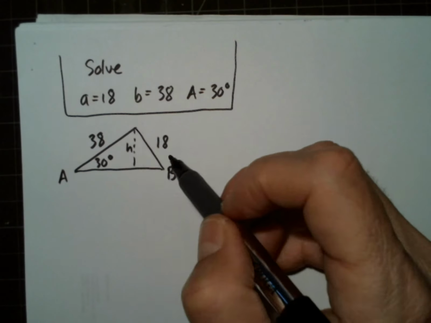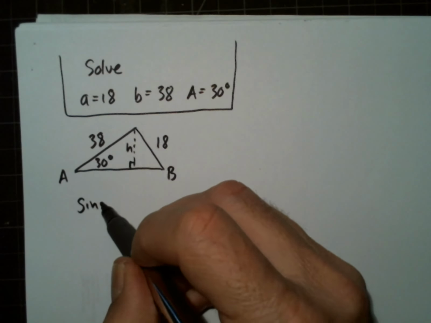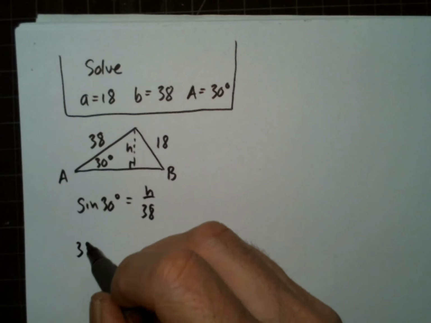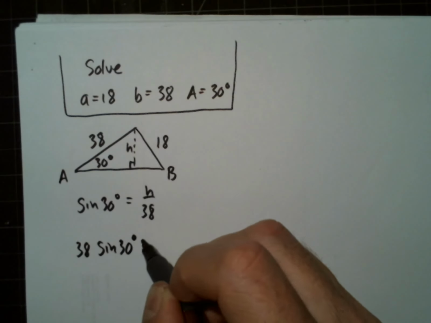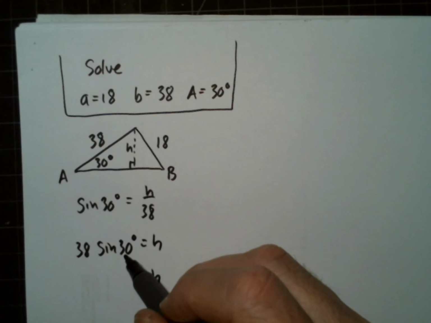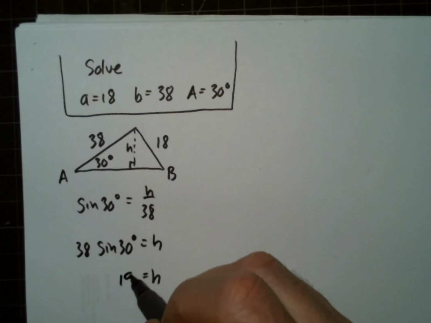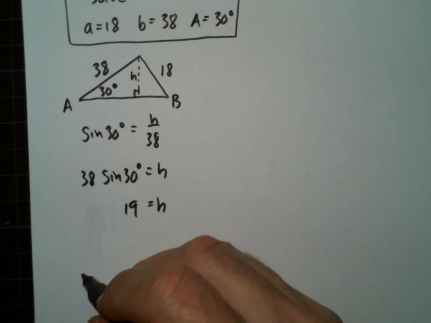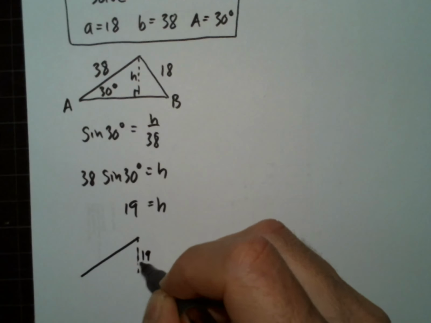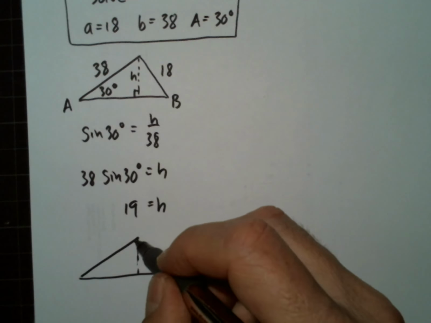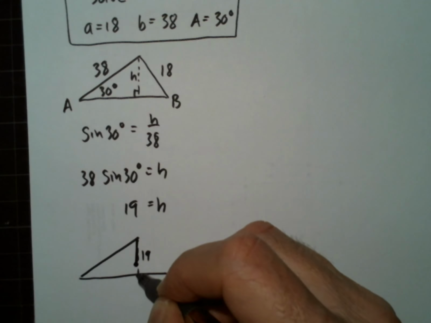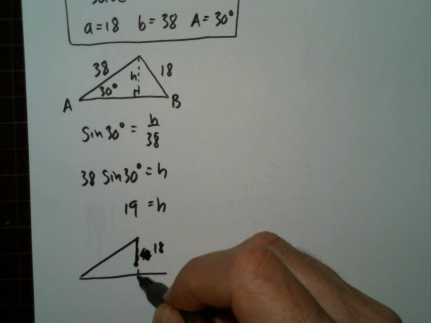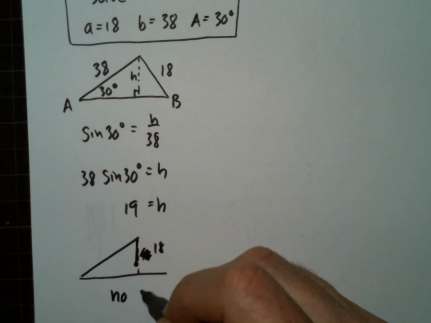So we have sine 30 is h over 38. Sine 30 is 1/2. 1/2 of 38 is 19. 18 is less than 19, so there's no solution. If we try to draw this triangle and we have a height of 19, when we try to draw the 18, it will stop and it won't reach the base. This is only 18, but it has to go the length of 19, so there's no solution.